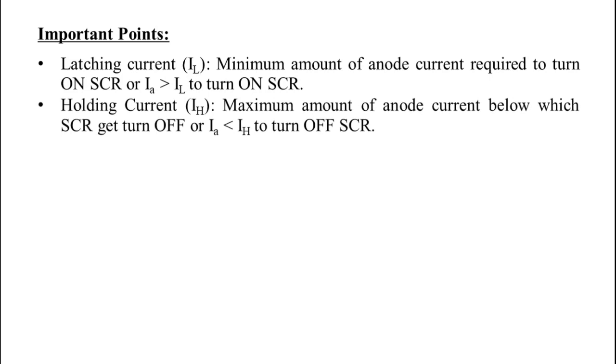Next is holding current. Holding current is the maximum amount of anode current below which SCR gets turned off. Or we can say that anode current must be less than holding current to make the SCR turn off. Questions have been asked directly from these concepts in ES 2015, ES 2005 and ES 2011. So you must remember these 2 points.